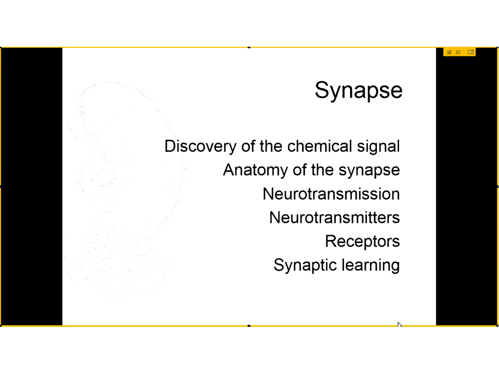So we'll first talk about the discovery that chemicals were the basis of the communication at the synapse. We'll talk a little bit about the anatomy of the synapse, what it looks like, where it's located, and its effects on transmission of information. We'll talk about neural transmission, how we get that signal across there, and then we'll talk about different types of neurotransmitters and their role. Then we'll focus on different types of receptors.